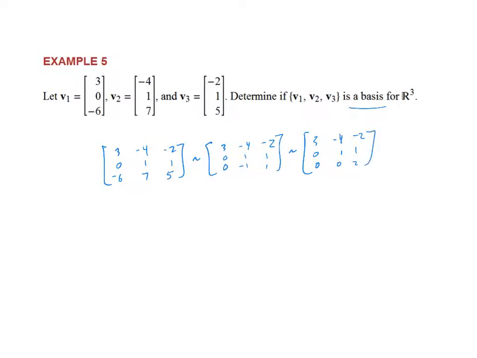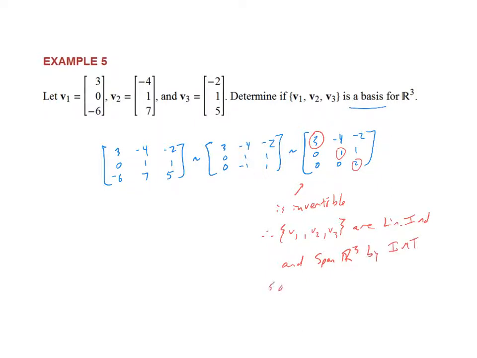Okay, so now we can see, what are my pivots? I got a pivot, I got a pivot, I got a pivot. What does that mean about that matrix? Well, it's invertible. Therefore, the set V1, V2, V3 is linearly independent, and they span R3 by the invertible matrix theorem. So they are a basis for R3.